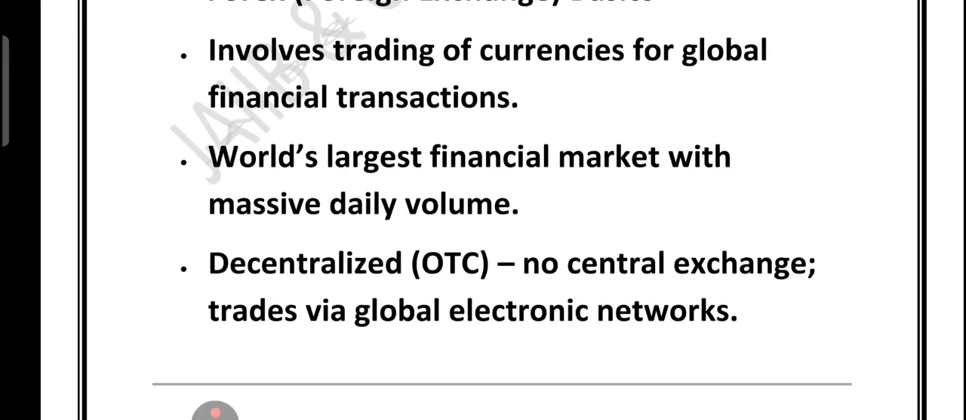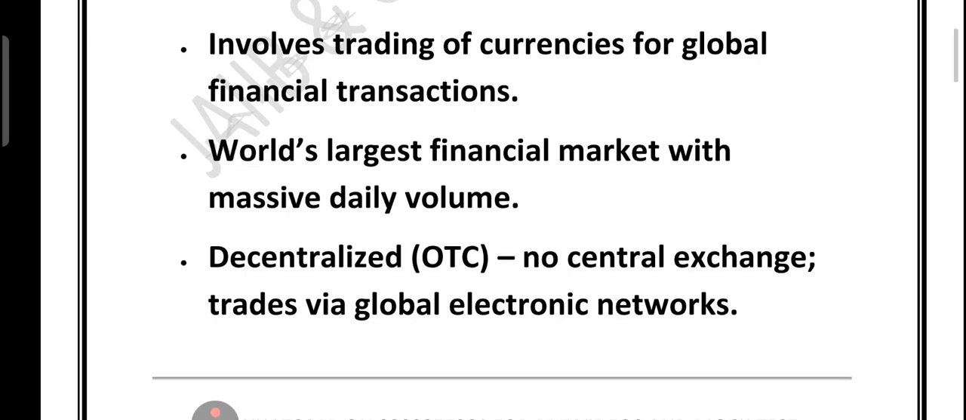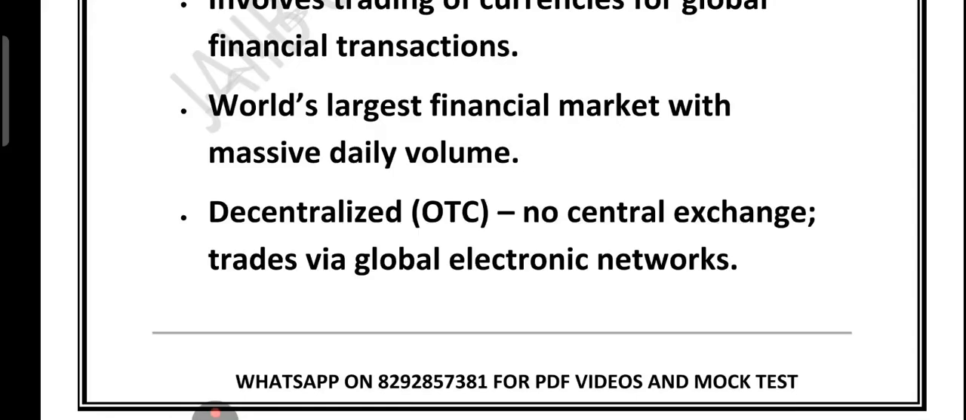It is actually the largest financial market in the world, where banks, companies, and investors trade currency for global business and investment. Right. Unlike the stock market, forex is decentralized. What is the meaning of it? It means that there is no single exchange or location where the trading happens. That is called decentralization.